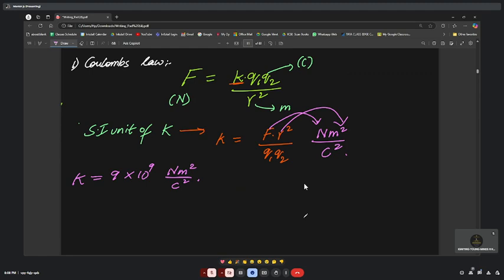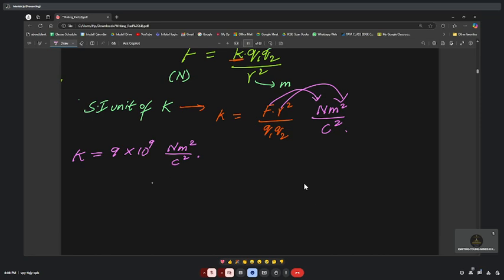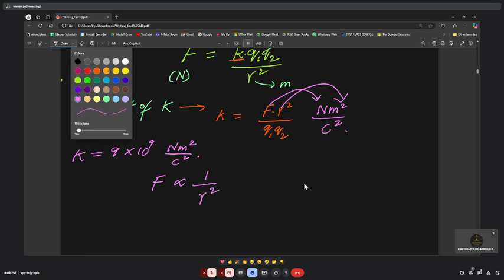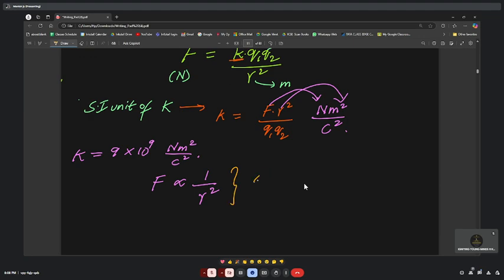According to Coulomb's law, you can see that it builds a relationship between the electrostatic force of attraction between the charges and the distance between the charges. So what can you say? You can see that this Coulomb's force is inversely proportional to the square of the distance, right? Hence it is also called the inverse square law.